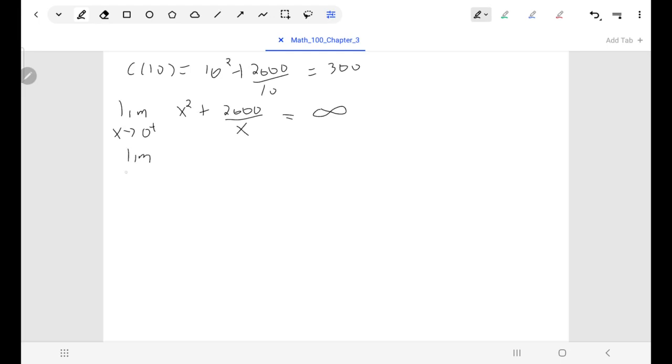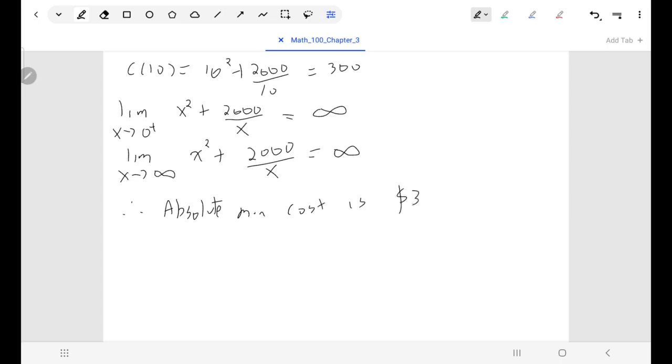Also, what happens as x goes to the far right? What happens as x goes to the extreme side of things if we have our base being huge? We know that the 2,000 over x term is going to go to 0 as x becomes infinitely large, but also x squared will become infinitely large. So both endpoints diverge to positive infinity. So therefore, we have the absolute minimum cost is $300.